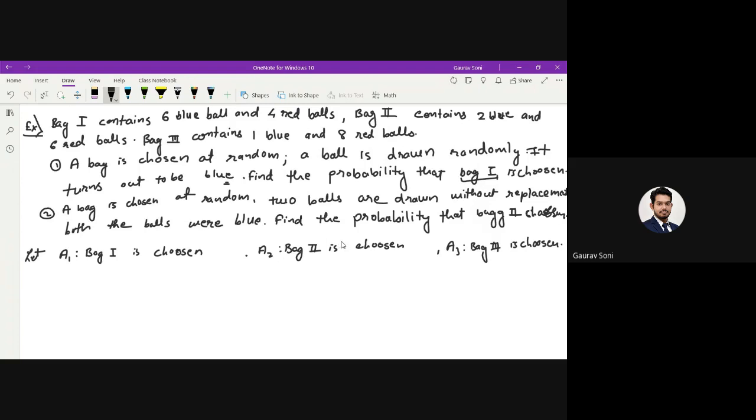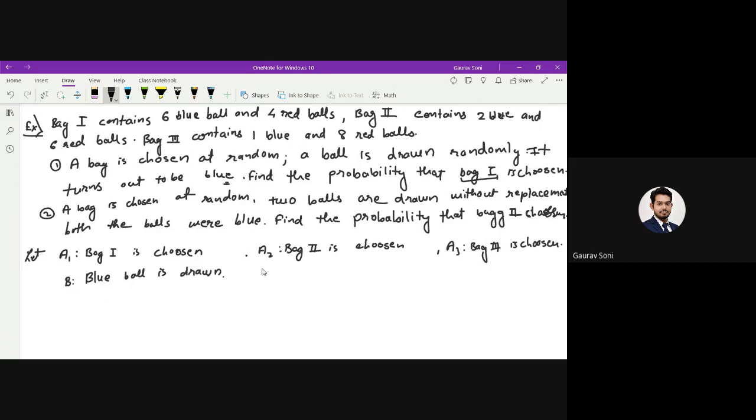Now, which event has occurred? In the first question, it turns out that the ball is blue. What event should I define? The event should be: a blue ball is chosen. Blue ball is drawn.